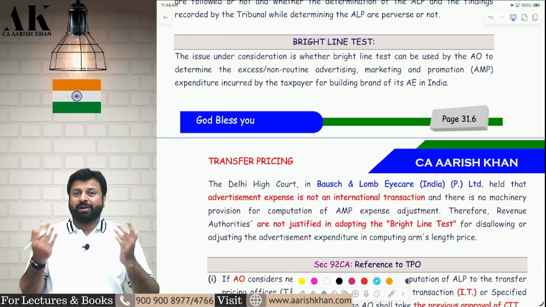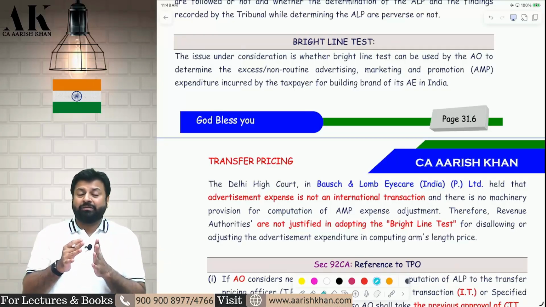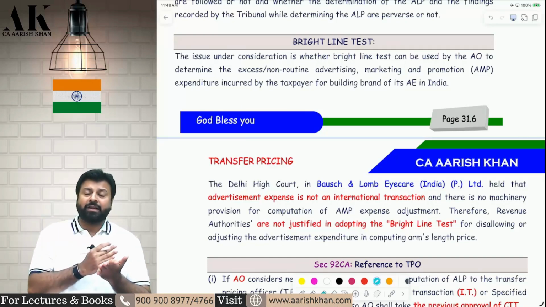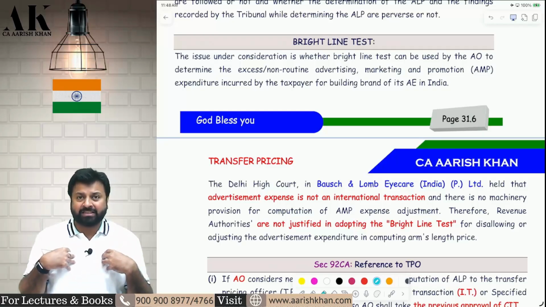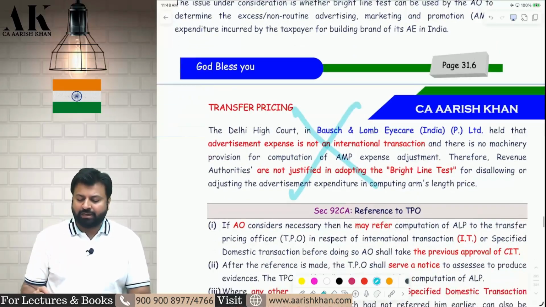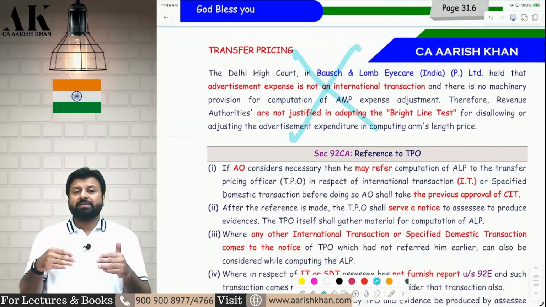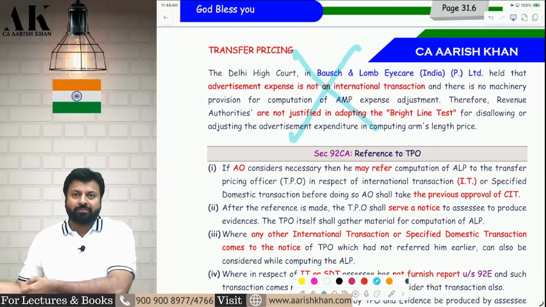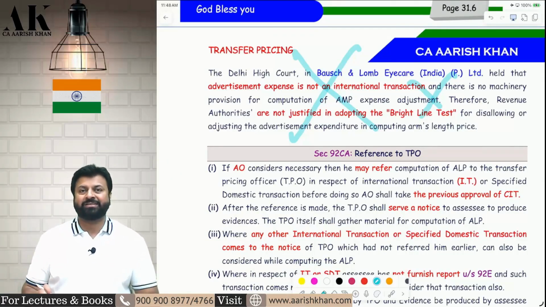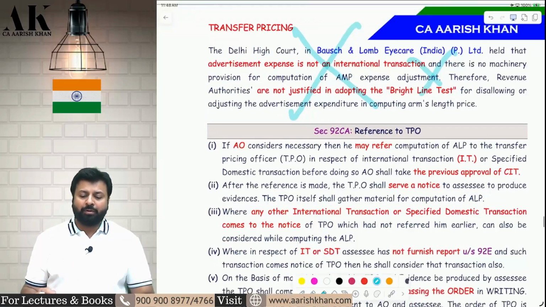There is no concept of bright line test in India to divide between this much is routine, this much is non-routine. The advertisement, marketing and promotion expenses incurred by the Indian subsidiary is not an international transaction. Therefore, transfer pricing cannot be applied on that transaction. The advertising, marketing and promotion expenses is done with third party, not with associate enterprise. Therefore, transfer pricing cannot be applied in this case. I hope it is clear to all of you. Is it clear? Now, let's talk about the next provision.